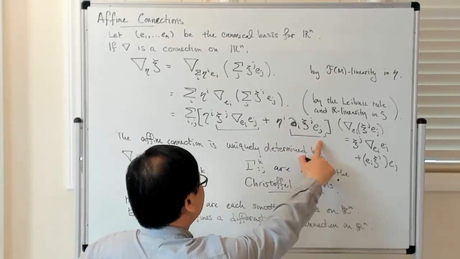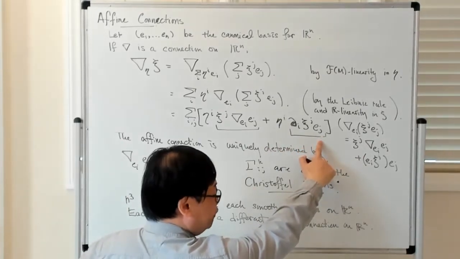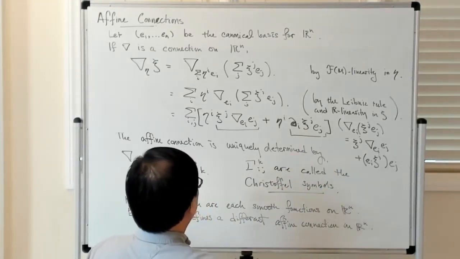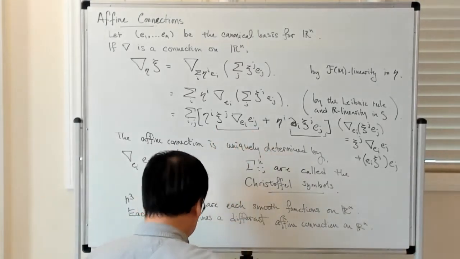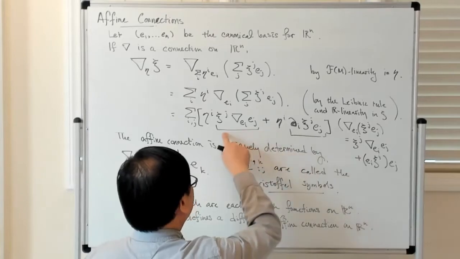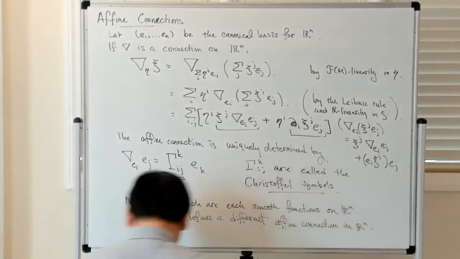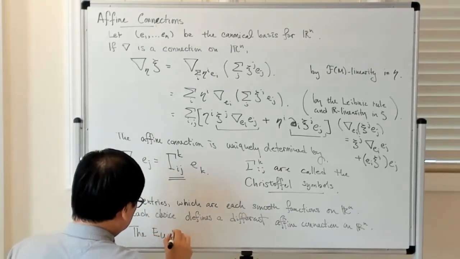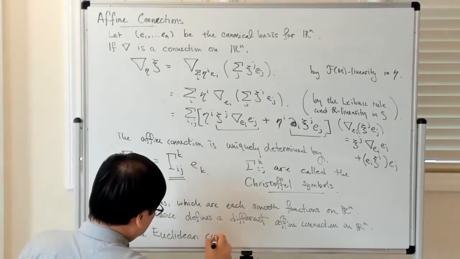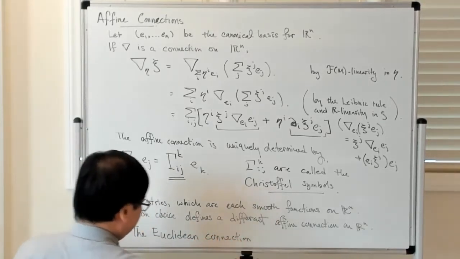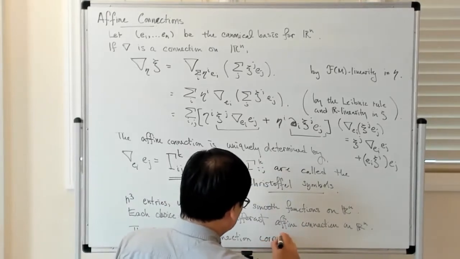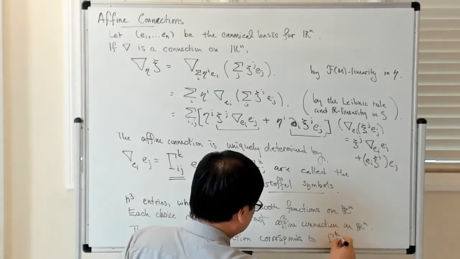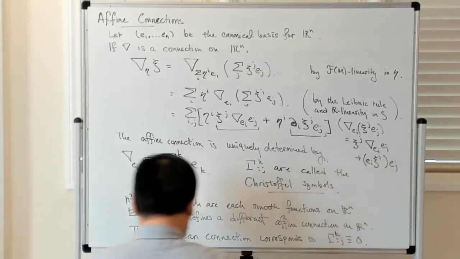Okay, so in particular, as we said before, this entry here is what you would typically associate with the usual notion of a directional derivative, the classical directional derivative on R^n. So you might expect that if you wanted to recover the classical directional derivative, then these Christoffel symbols should vanish. So the Euclidean connection corresponds to the Christoffel symbols being identically 0.